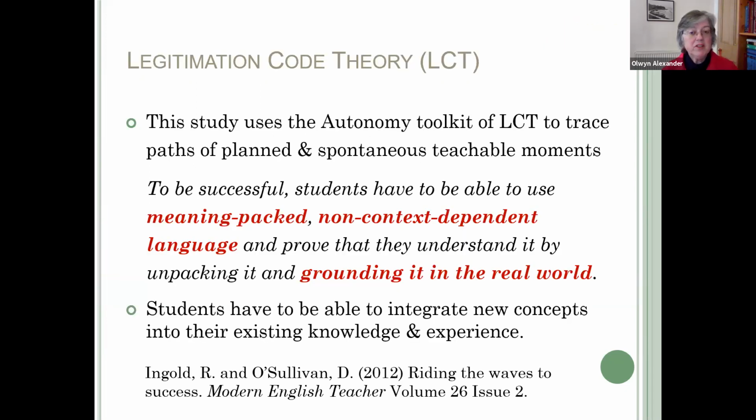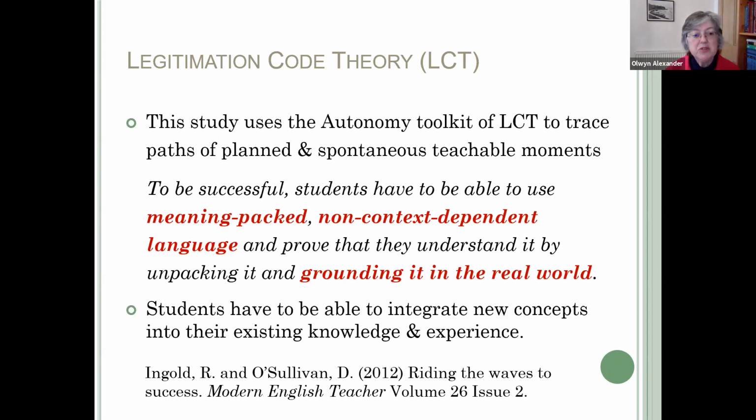So I'm going to analyse that teachable moment using the Autonomy toolkit of Legitimation Code Theory. And we've seen a number of lovely talks, I think, in this conference on this new theory. I've found it really generative in terms of thinking about practice. And one of the papers that, for me, really helped me to understand it at the beginning is this paper by Ingold and O'Sullivan. And so this quote comes from them. And it's what students have to be able to do at university.